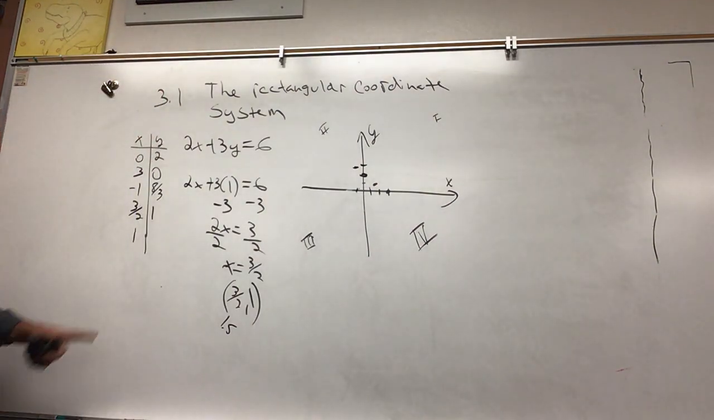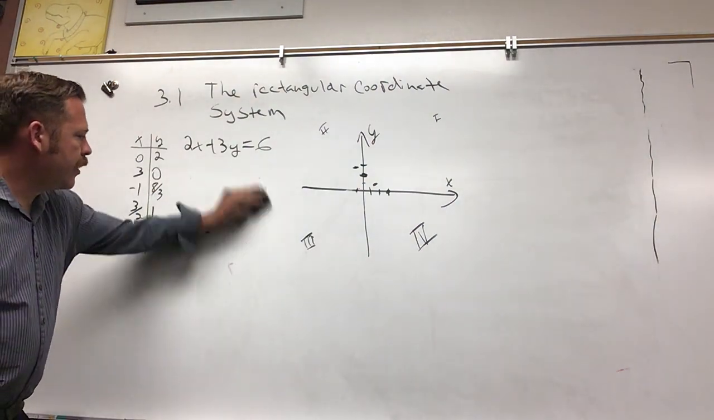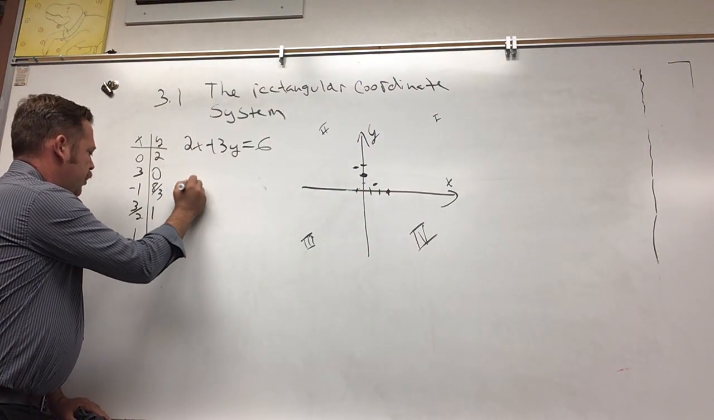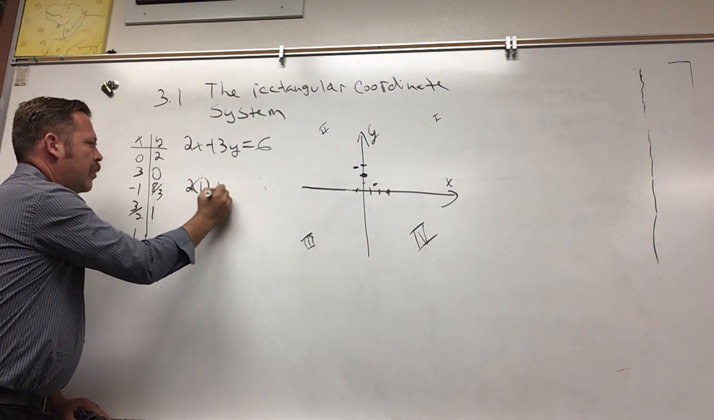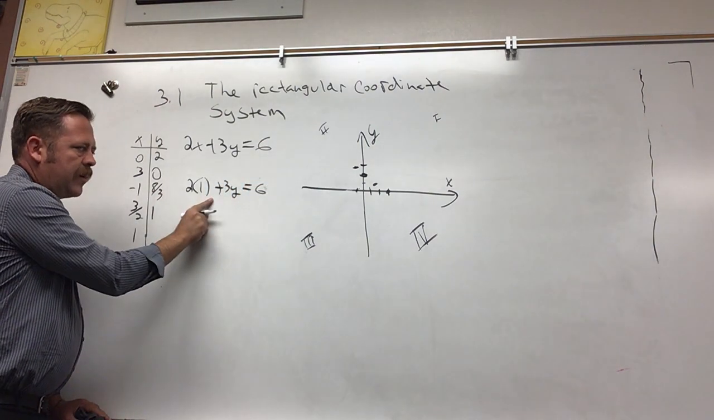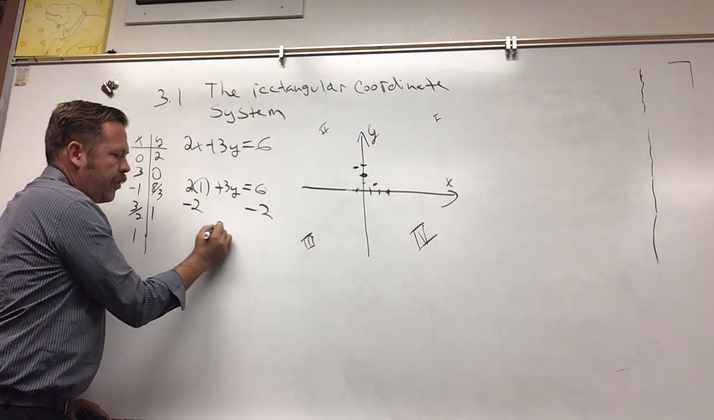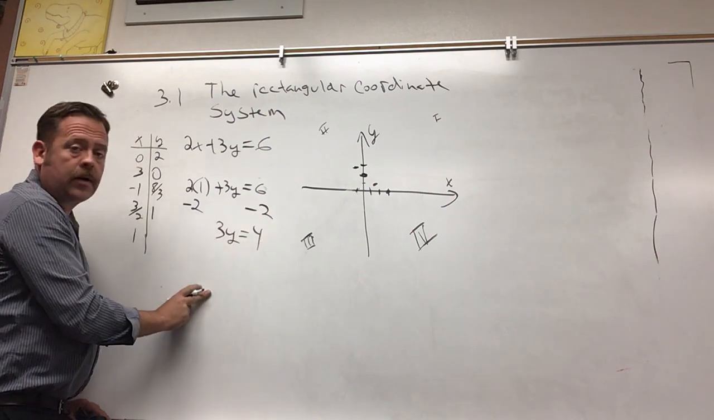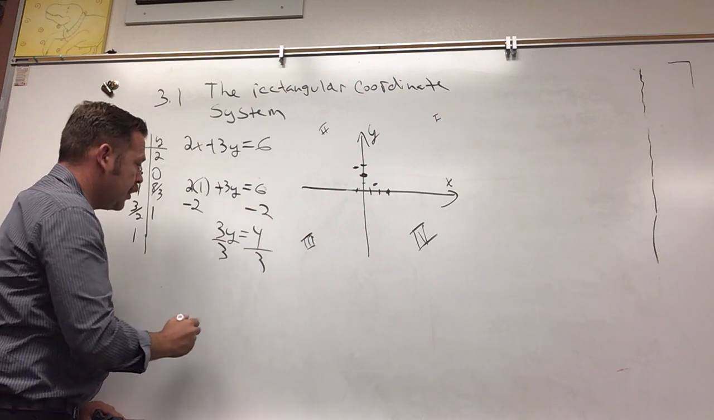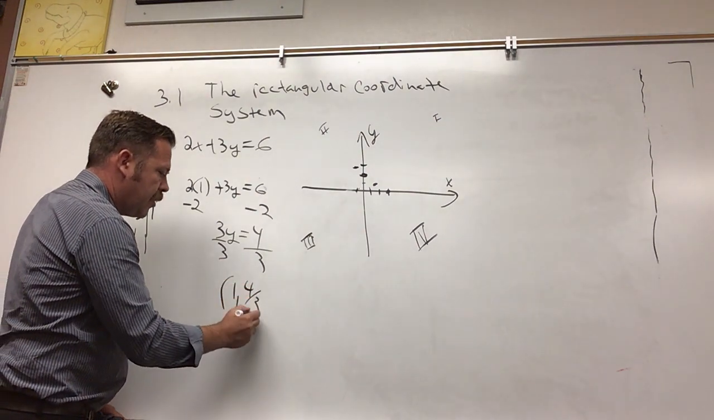Last one, x value of 1. I'm going to go ahead and erase this work here. X value of 1, so 2 times 1 plus 3y equals 6. So let's see, 2 times 1 is 2. Now we need to solve for this y, so I'm going to subtract 2, and I get 3y equals 4, divide by 3, and I get y equals 4/3. So my x value is 1, my y value is 4/3.